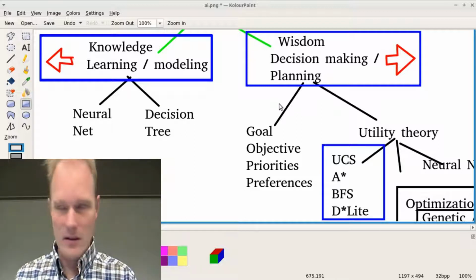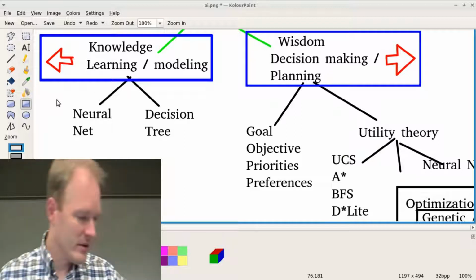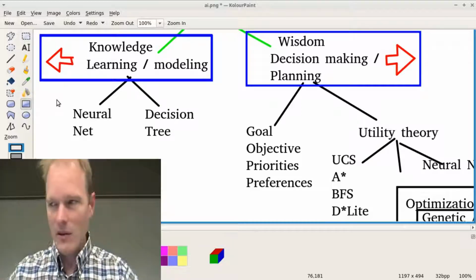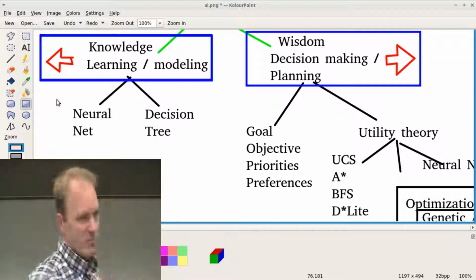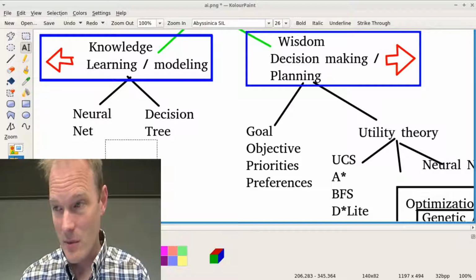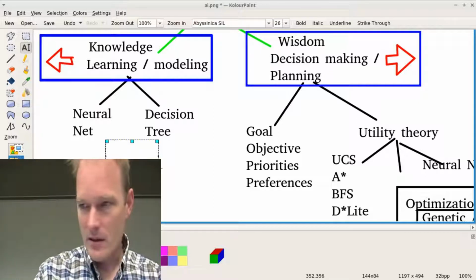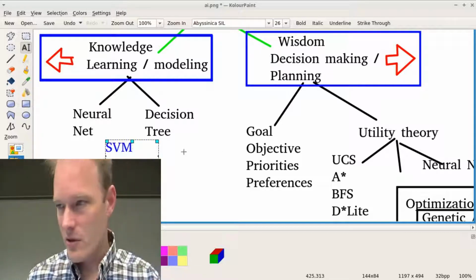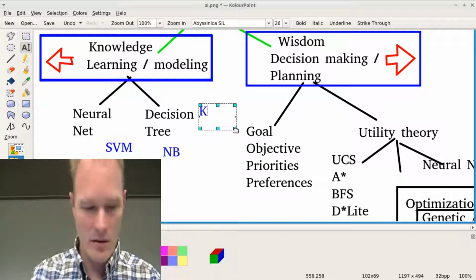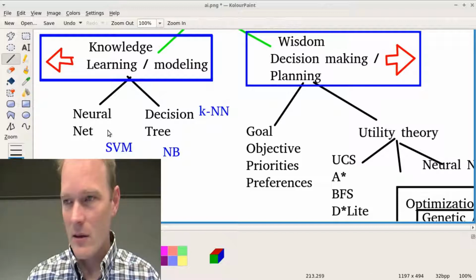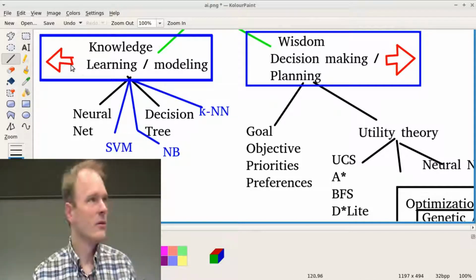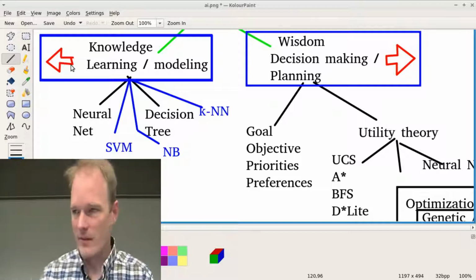Okay. That doesn't mean there's only one way to use a neural net or a decision tree. It just means that at a high level, I'm seeing things naturally fall into these buckets, and I wanted to point that out. By the way, there are lots of other models here. Let's see, support vector machines. Naive Bayes is a popular one. Has anybody heard of k-nearest neighbor models? These are all supervised learning models, which are used in the context of learning.